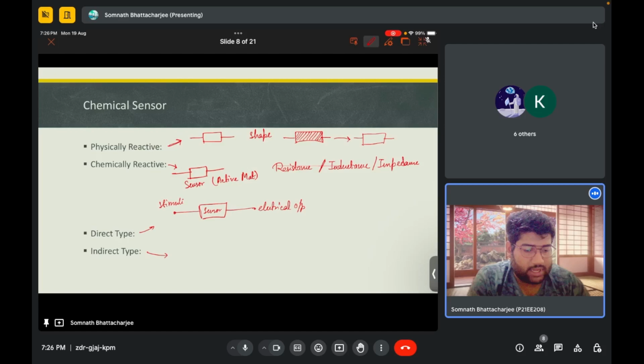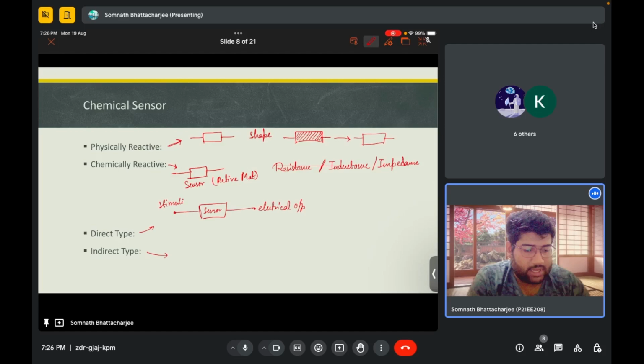Now we can broadly classify these electrochemical sensors into three parts. If there is a change in potential between two electrodes, it is called a potentiometric sensor. If there is a change in the current, that is the amperometric sensor, obviously a change in the ampere value. If there is a change in the conductance state, it is called a conductometric sensor. So broadly we classify these sensors into three categories: potentiometric, amperometric, and conductometric.